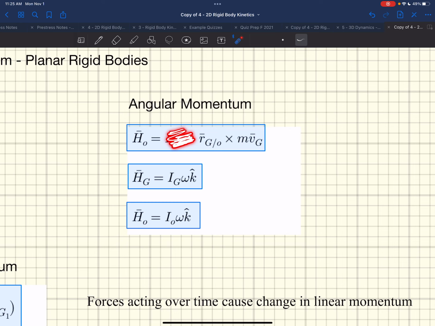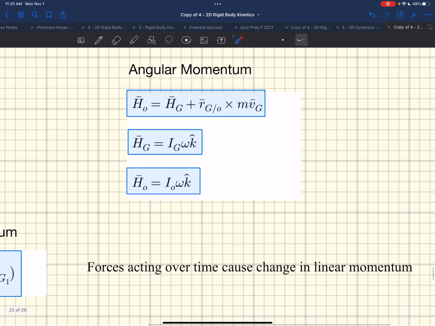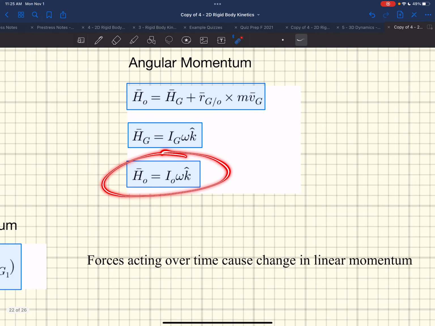When we talk about the angular momentum of the bar that's rotating, we're going to use I_O times omega. That's the angular momentum of an object rotating about a fixed point. So when that bar starts rotating, it's going to be rotating around that fixed point O, and so we're going to use that I_O times omega. So let's go back down and fill out this equation as best we can.